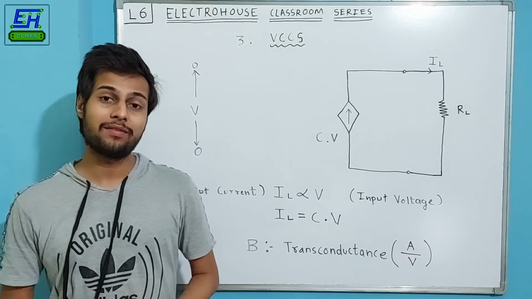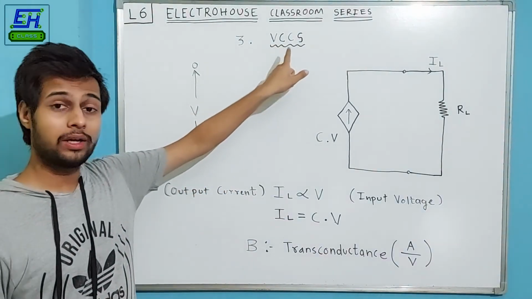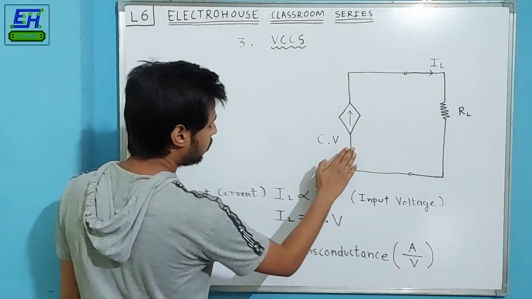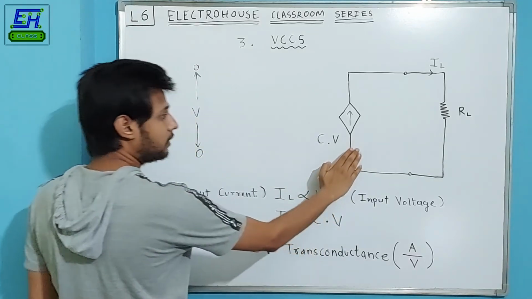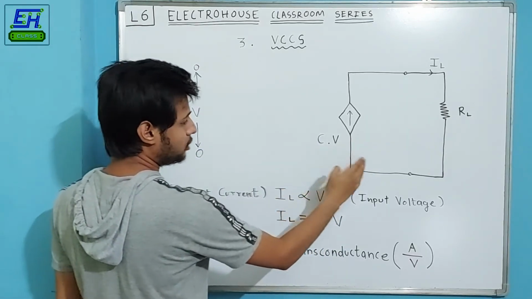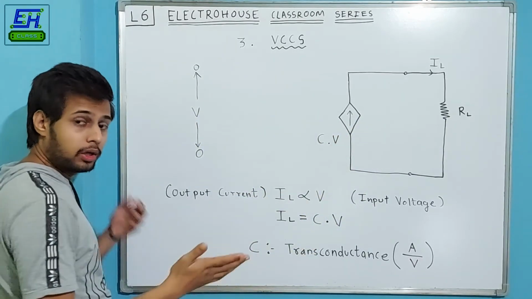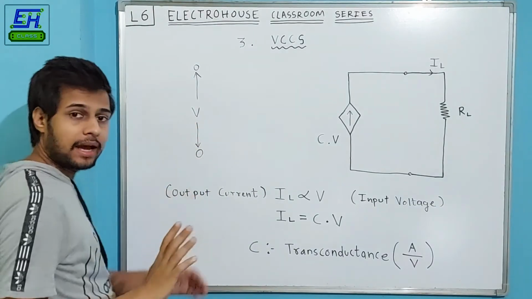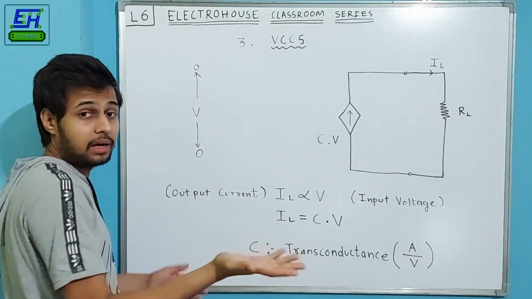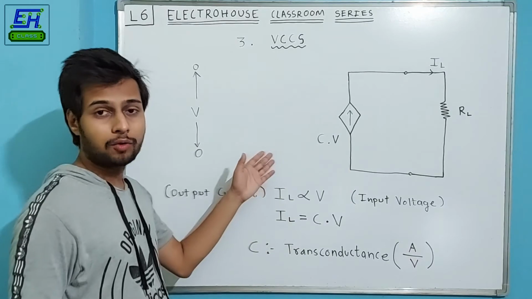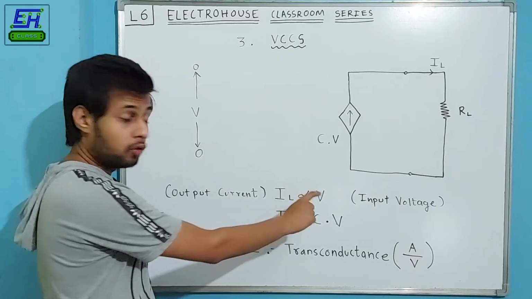Now we will change our controlling input parameter from current to voltage, and so we will see the voltage controlled current source. Here is a voltage controlled current source, and this quantity, C into V, is the amount of current flowing through this current source. Here V is our input control voltage, and this voltage is across some of the circuit elements, for example a resistor, capacitor, or inductor, as explained before. As this is a voltage controlled current source, we are controlling the output current IL with respect to the input voltage V.